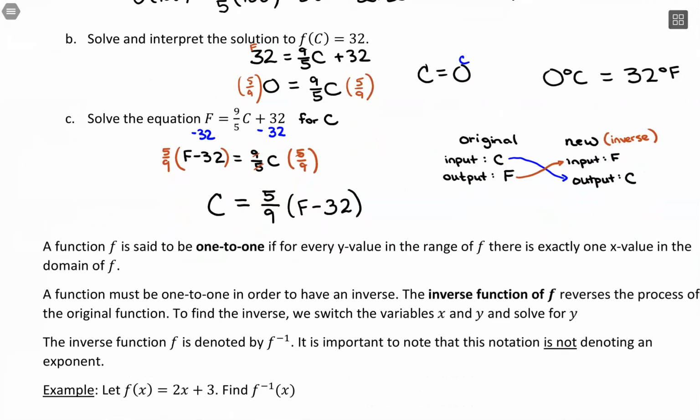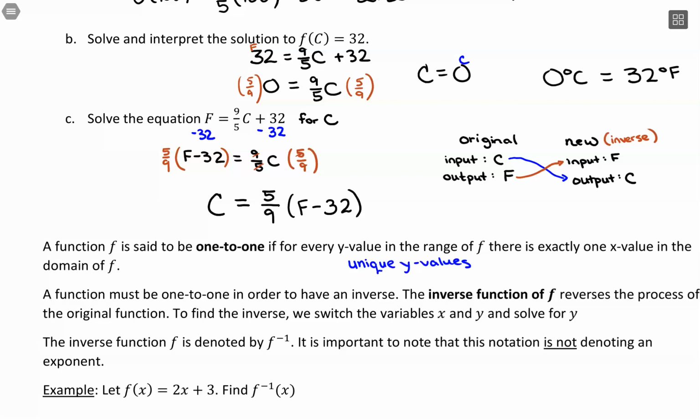Something we need to check, to make sure a function can be inverted, is that it needs to be 1-to-1. That means that every y value in the range has exactly one x value. You could think of this as there needing to be unique y values. And we'll talk about in terms of a graph how this comes through in a future video.